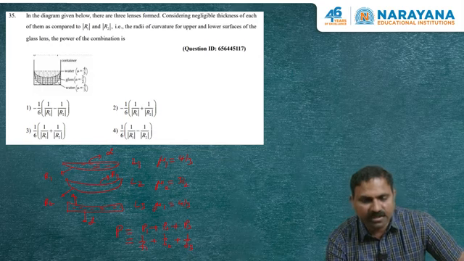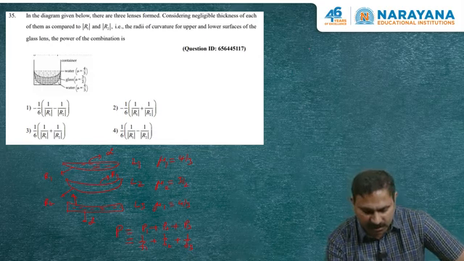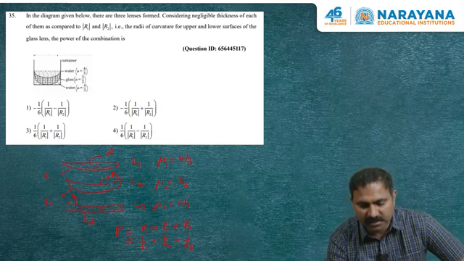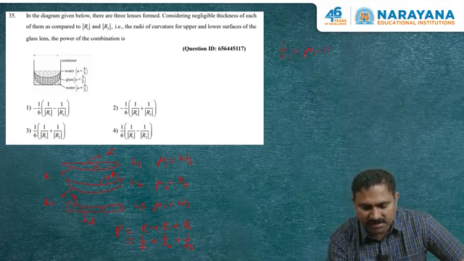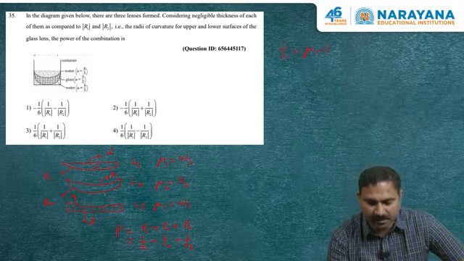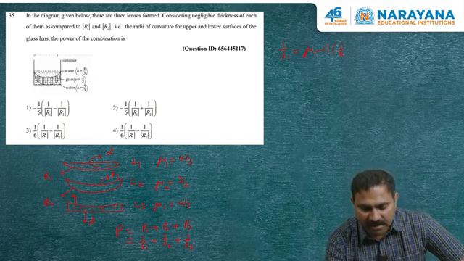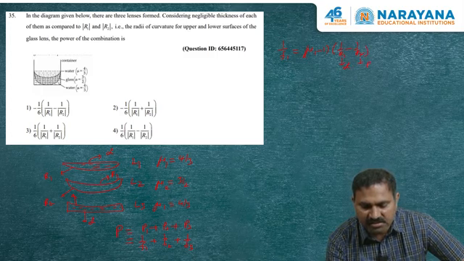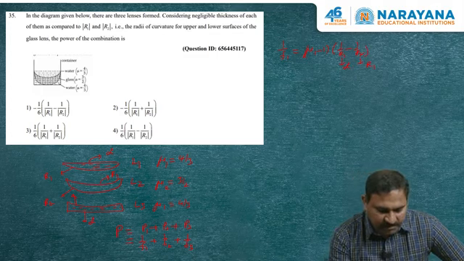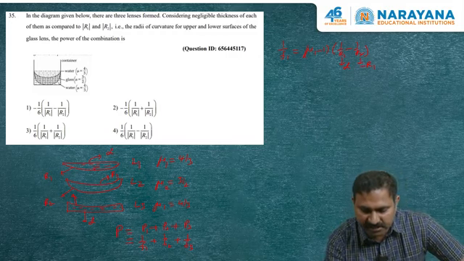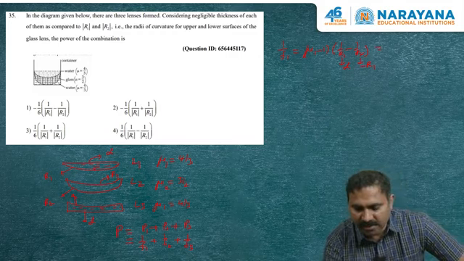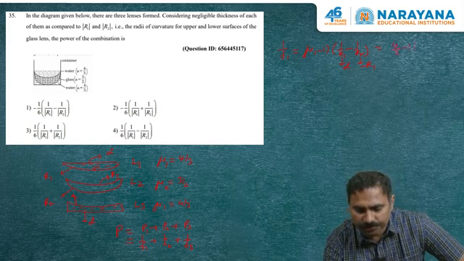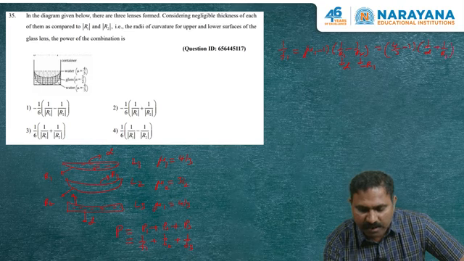General expression for 1 by F is (mu minus 1) into (1 by R1 minus 1 by R2) form. Let us calculate for all the lenses. 1 by F1 equal to (mu 1 minus 1) into, assuming all lenses are kept in air, (1 by R1 minus 1 by R2) form. Here R1 is infinity, R2 is R1 with negative sign here. So, it will be minus R1, it comes out to be (4 by 3 minus 1) into (1 by infinity minus of minus plus 1 by R1).